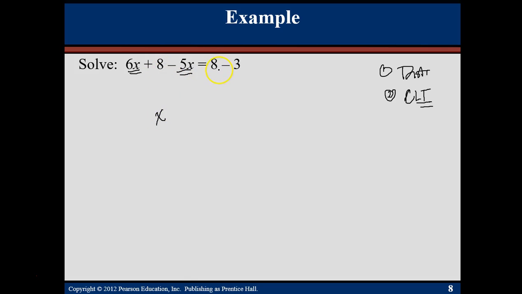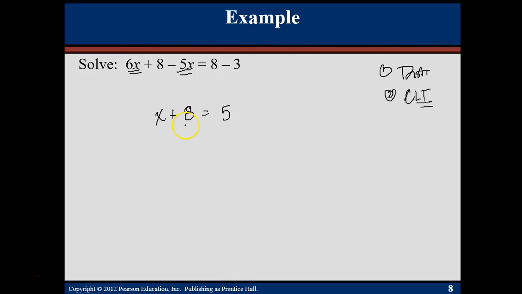But 8 and this 8 are not like terms. They're on opposite sides. So it's like being in two different families. Somebody can have a daughter in each of two houses. It doesn't make all the daughters sisters, right? So this 8 is just going to stay over here. But 8 minus 3, those are like terms. They're on the same side together, and 8 minus 3 is 5.